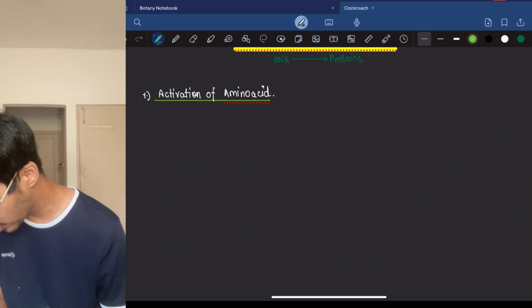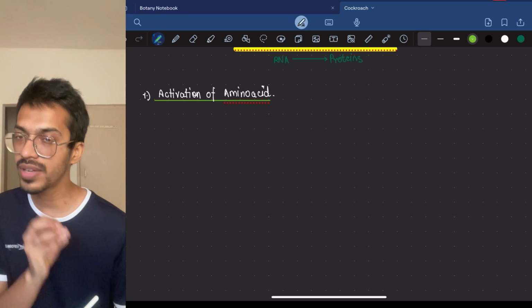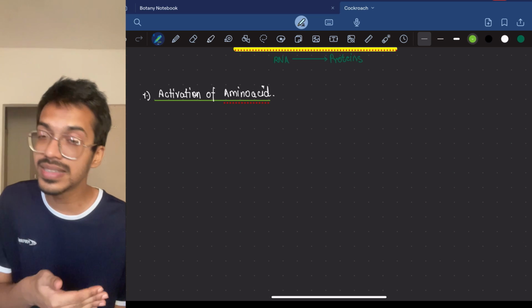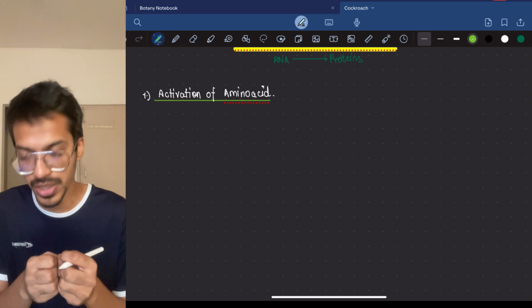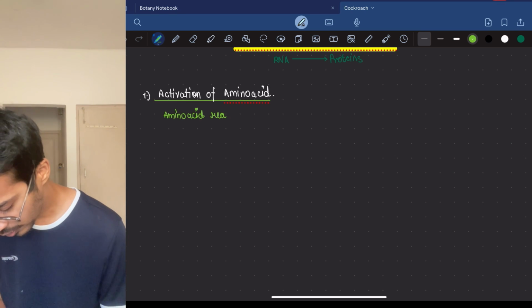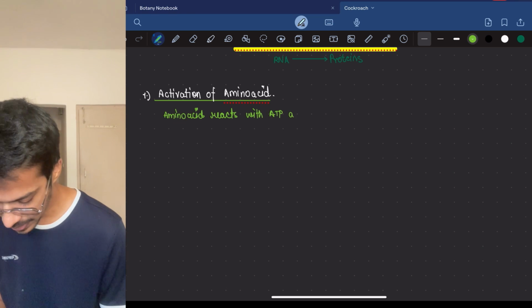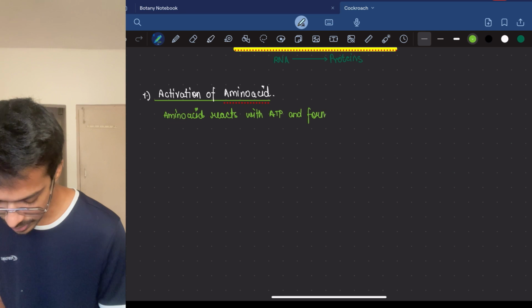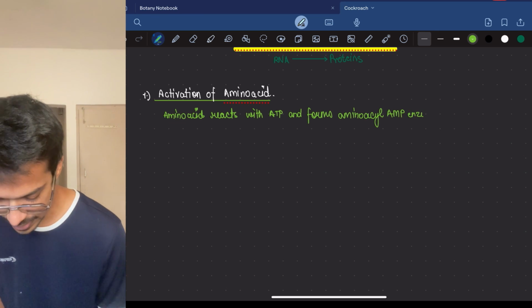Now in the activation of amino acids, what will happen? Amino acids react with ATP in the presence of the amino acyl synthetase enzyme. The ATP gets attached to the amino acid. So the amino acid reacts with ATP and forms the amino acyl AMP enzyme complex.